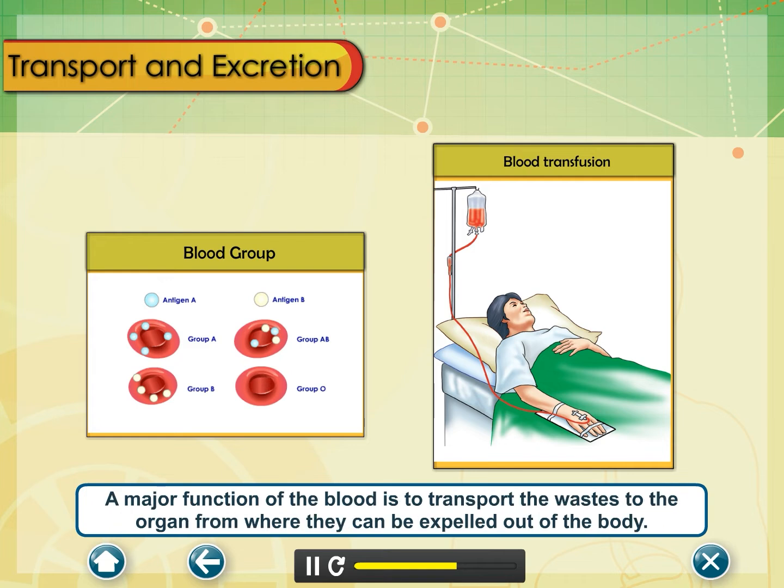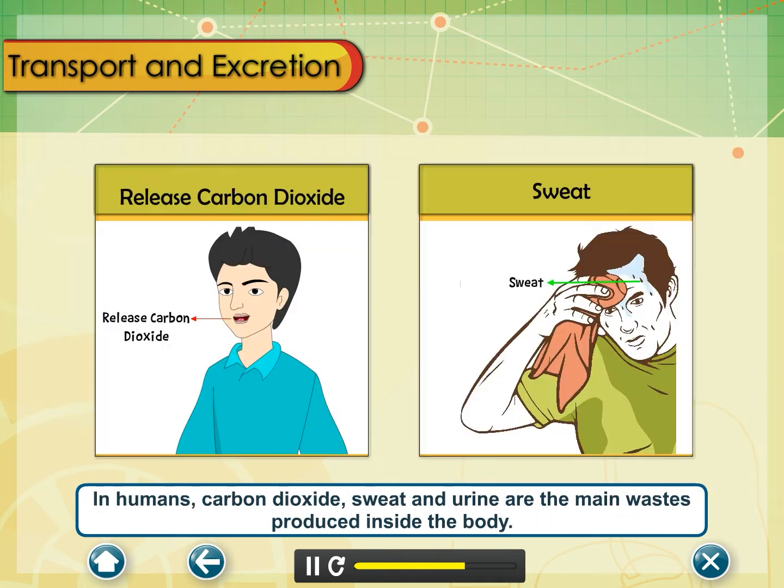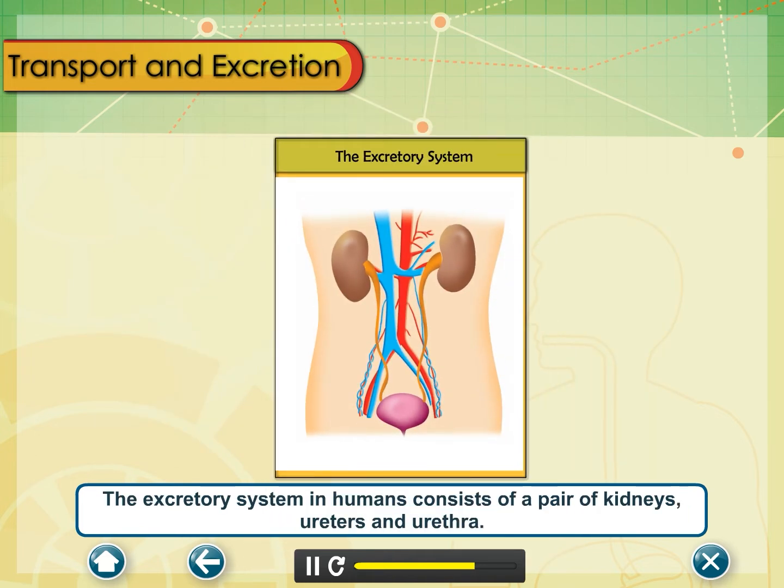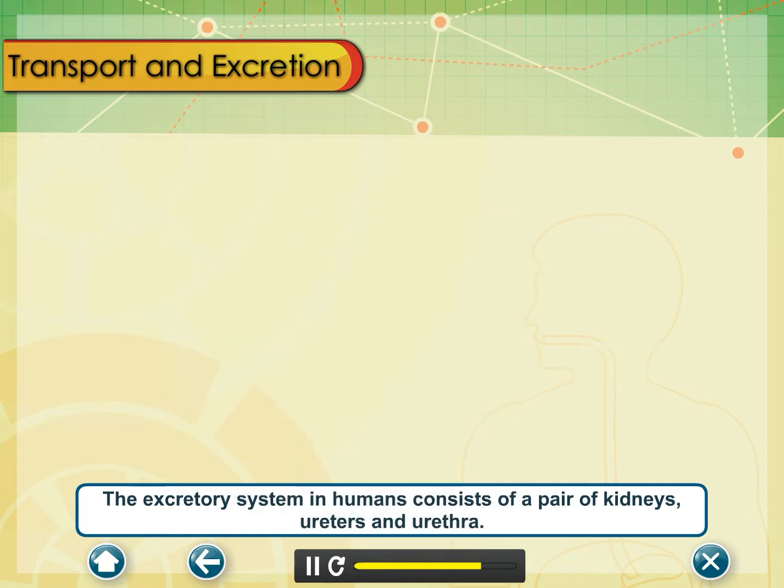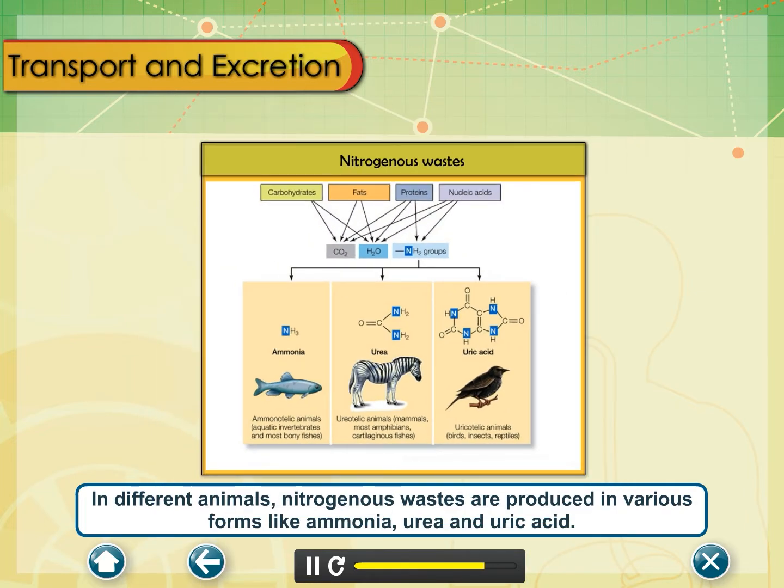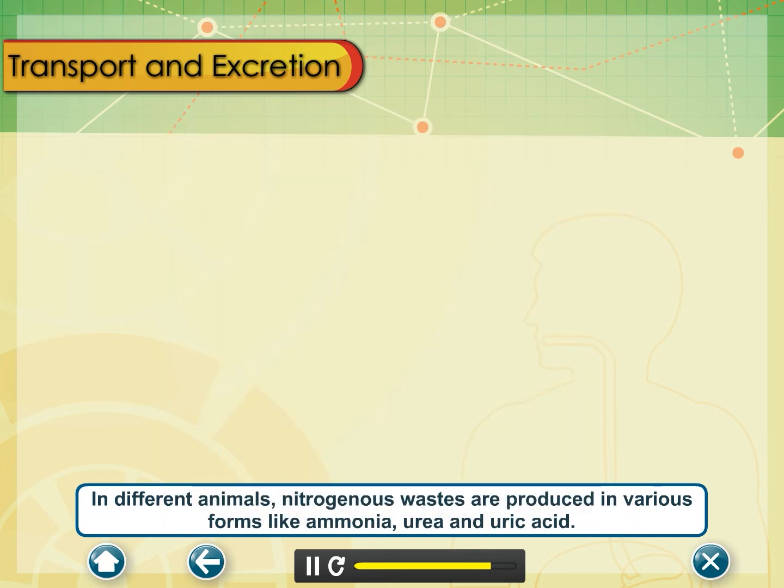A major function of the blood is to transport the wastes to the organ from where they can be expelled out of the body. In humans, carbon dioxide, sweat and urine are the main wastes produced inside the body. The excretory system in humans consists of a pair of kidneys, ureters and urethra. In different animals, nitrogenous wastes are produced in various forms like ammonia, urea and uric acid.